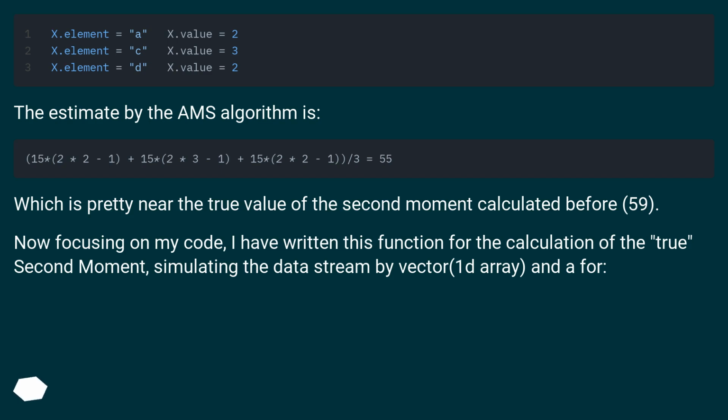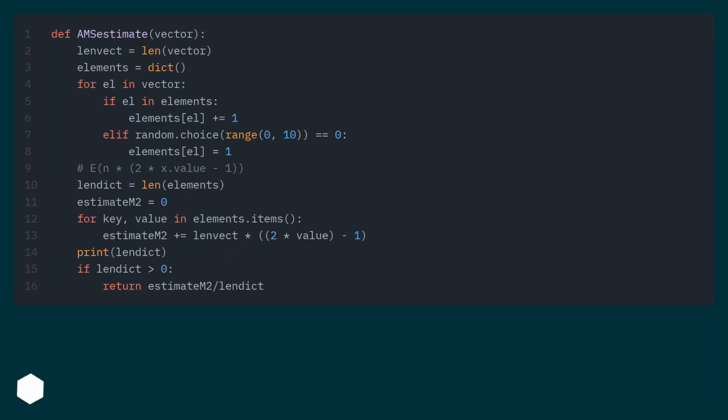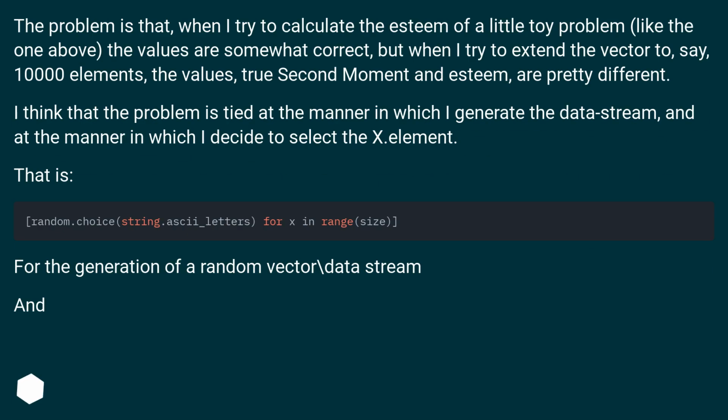Now focusing on my code, I have written this function for the calculation of the true second moment, simulating the data stream by a 1D array, and this is the AMS function, which calculates an estimate of the second moment. The problem is that, when I try to calculate the estimate of a little toy problem, like the one above, the values are somewhat correct, but when I try to extend the vector to, say, 10,000 elements, the values, true second moment and estimate, are pretty different.